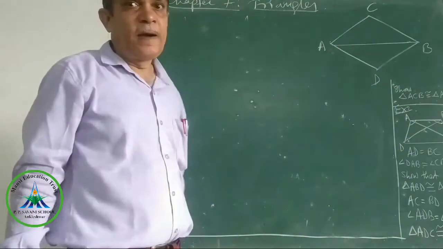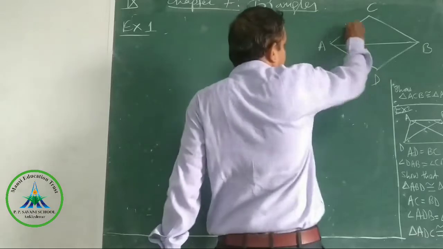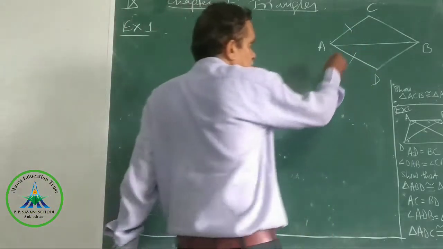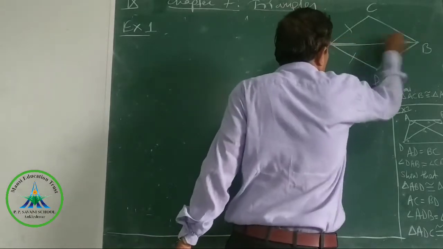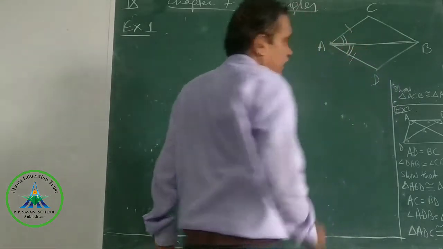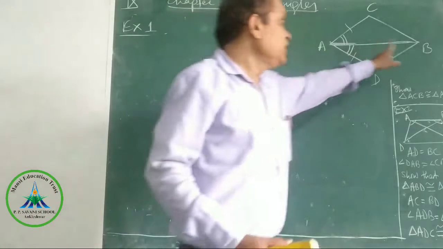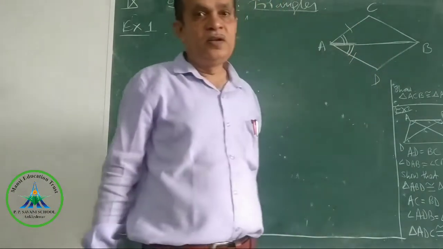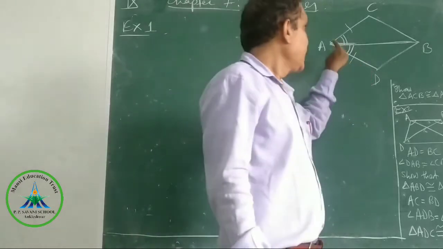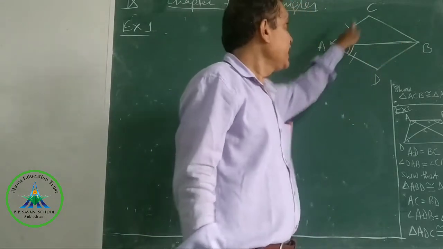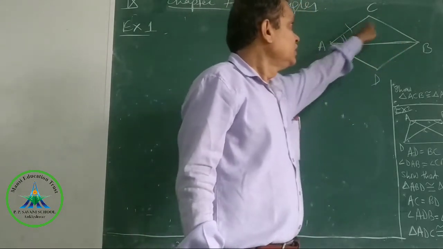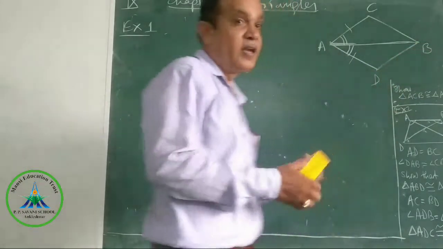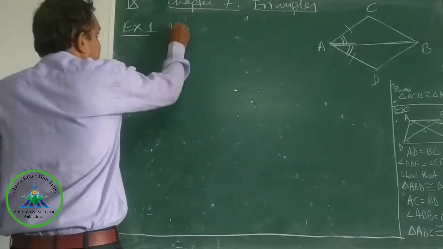Look, in this diagram, you are given AC equal to AD and this angle equal to this angle. Means AB is the bisector of angle A, and AC equal to AD. And then prove that triangle ACB is congruent to triangle ADB.